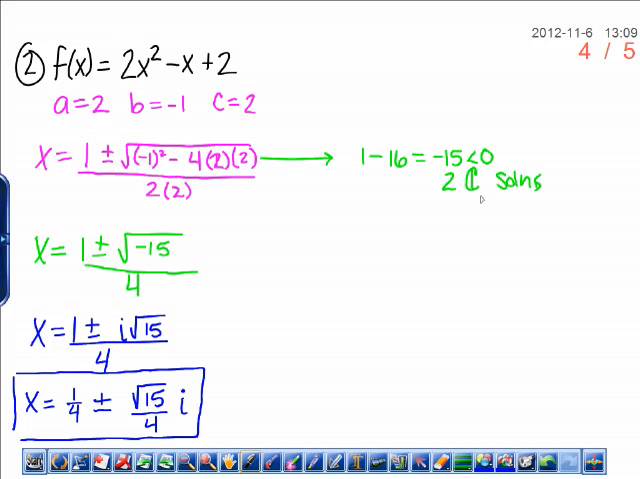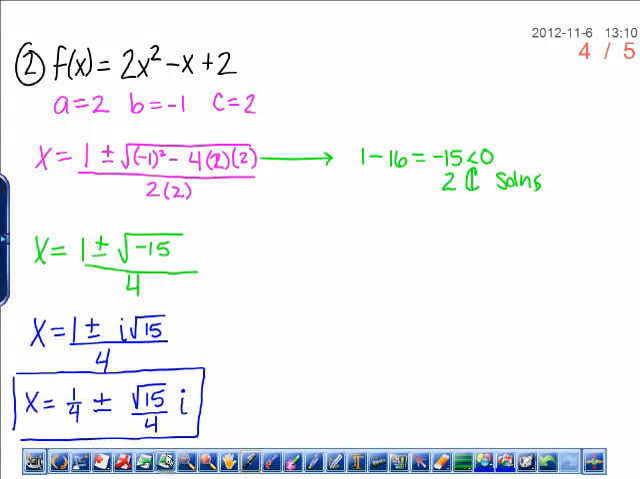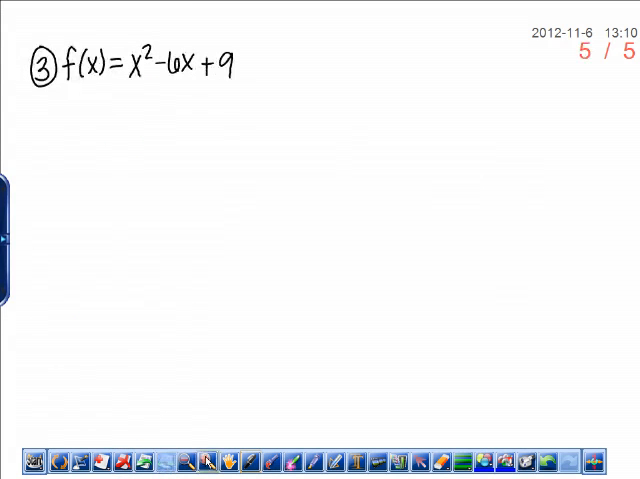Yeah, I think you should always split it. But like on number 1, you technically could have written this as 5 plus root 23 over 2, or 5 plus 2 root 23 over 2. This one you have to split because it's complex. All right, I want you to go ahead and set up this one.